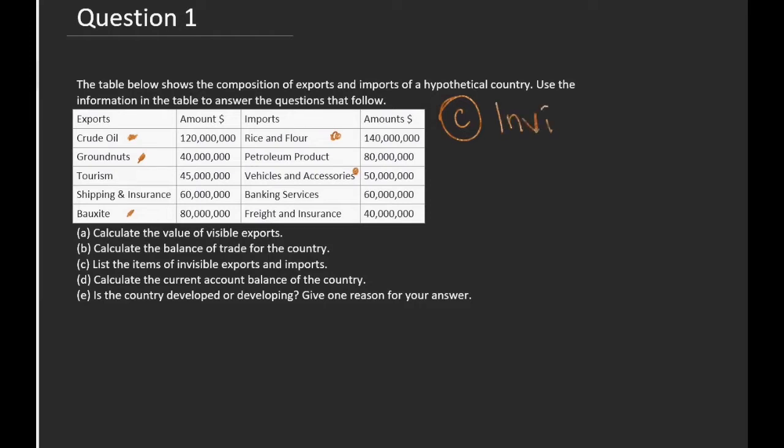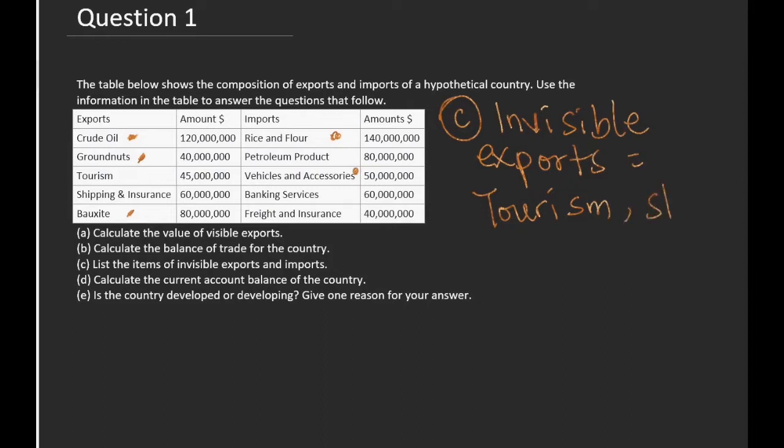C. Invisible exports include, again I said, tourism, shipping, and insurance.